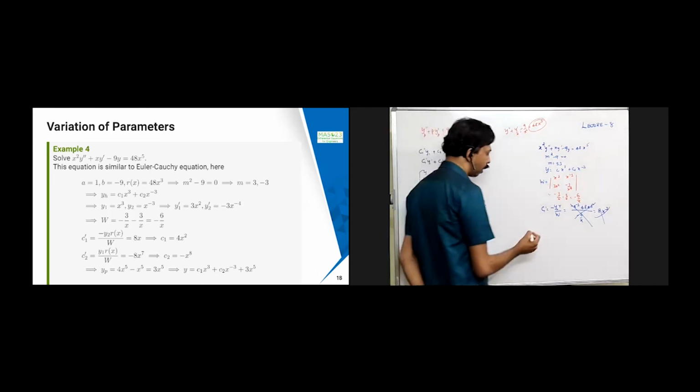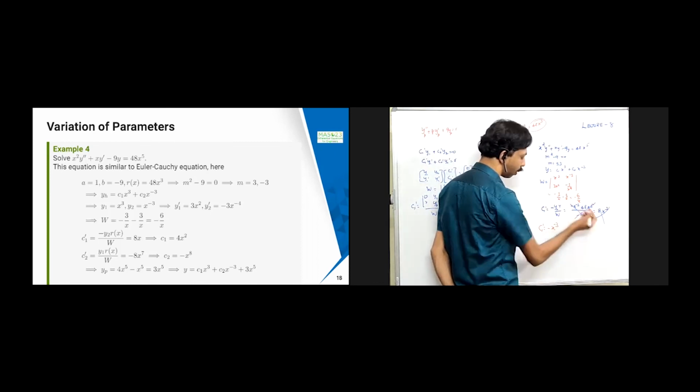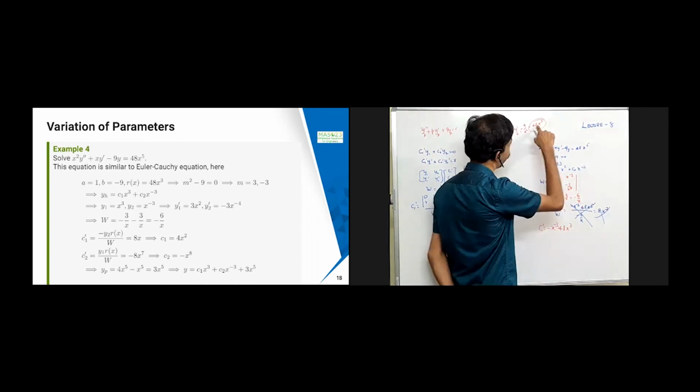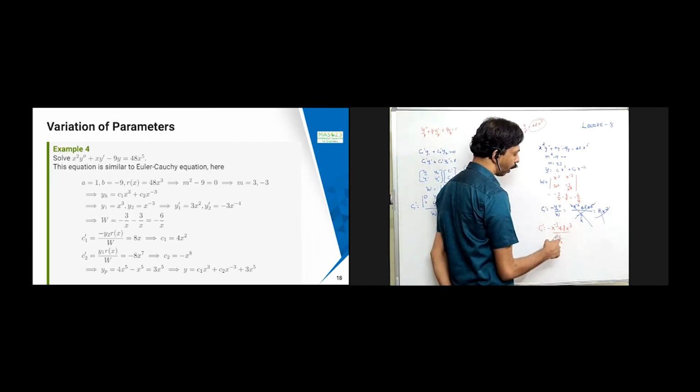Therefore, what you are going to get, C1 dash is going to become minus y2. y2 is going to become minus x power minus 3 as given here. 48 x power 3, because my r is this one. Okay, 48 x power 3 divided by minus 6 by x. Therefore, minus 6 and 48 get cancelled, so 8 is going to come. This is going to become x power 4, x power minus 3. Therefore, you are going to get 8x.